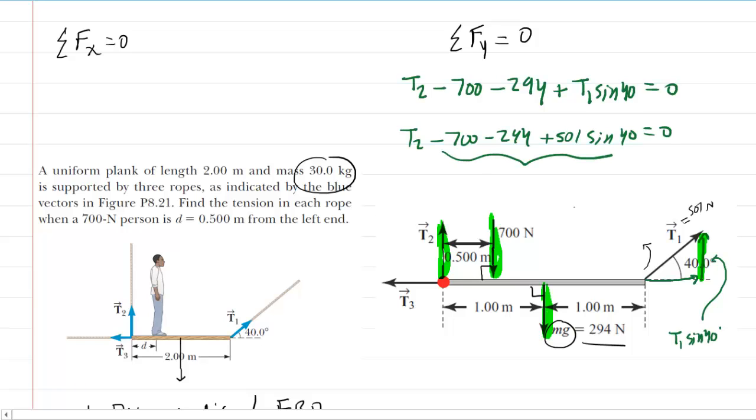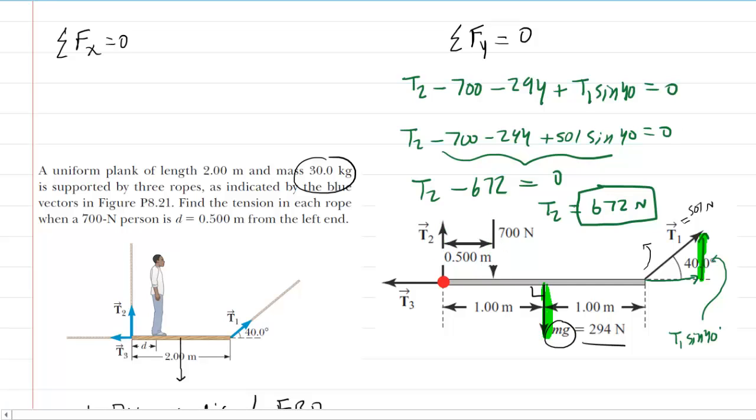Let's combine all that on our calculator. So negative 700 minus 294 plus the 501 sine of 40 gives you minus 672. So you have T2 minus 672 equals 0. Add that over to the other side, and you can see that T2 is 672 newtons. So that's the correct answer for T2.